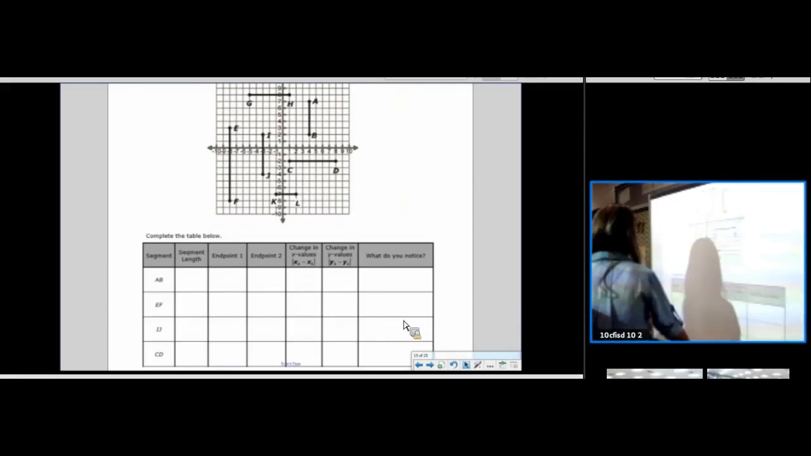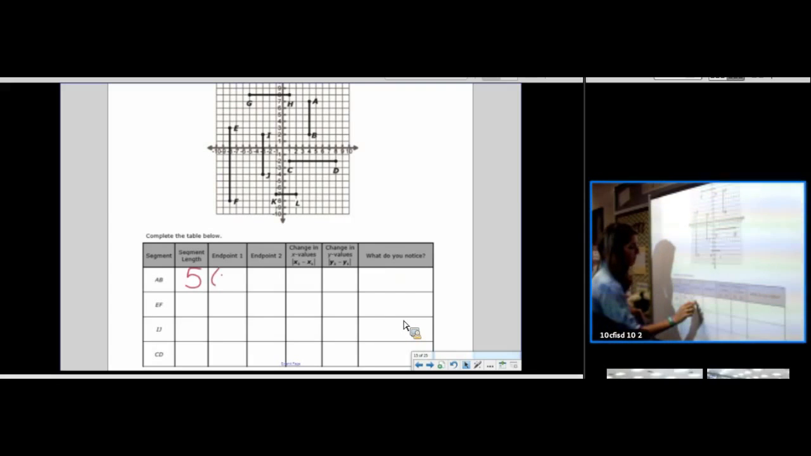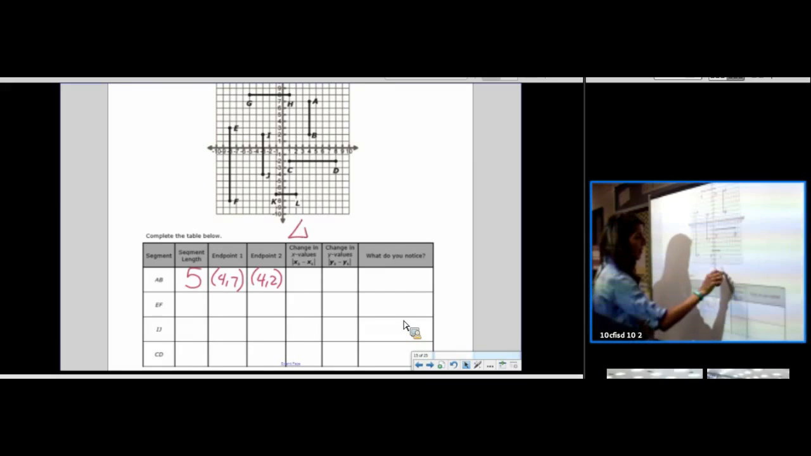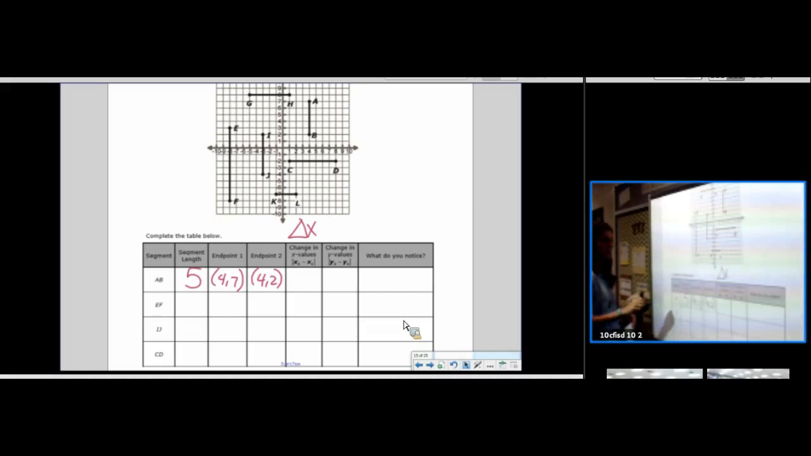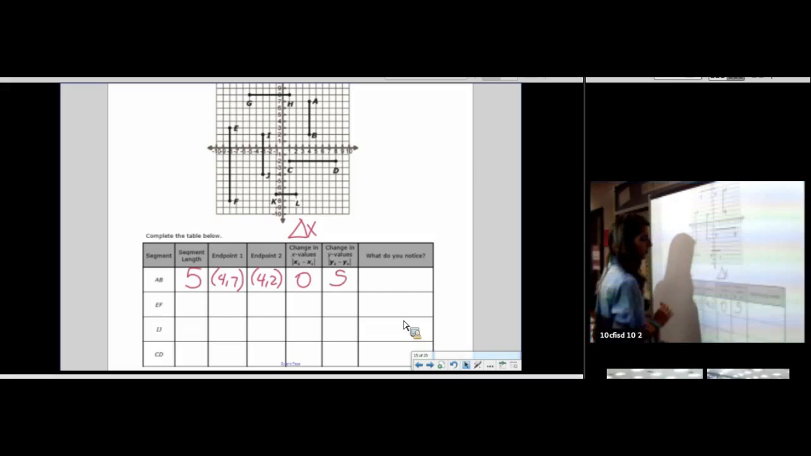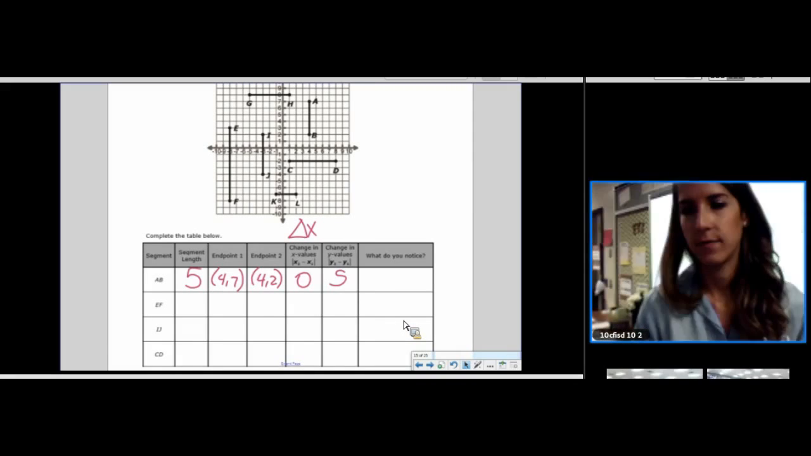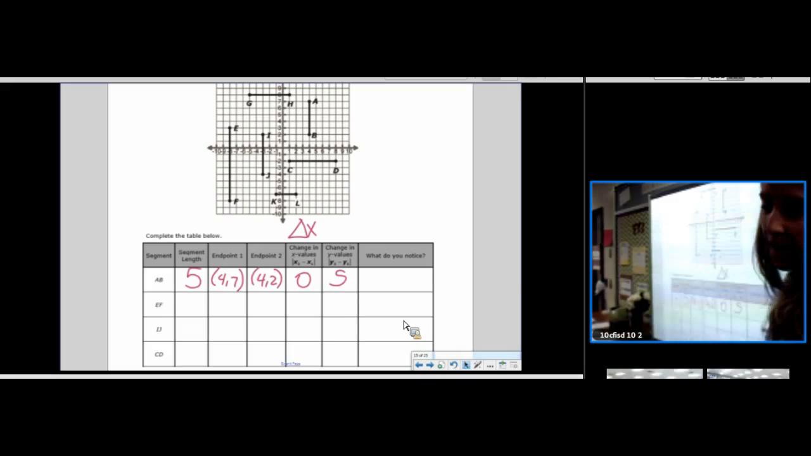AB, the length of AB is 5. Endpoint 1 is, it doesn't matter which endpoint you put first. One of them's 4, 7, and one of them's 4, 2. Change in x value, remember from algebra, that's like delta x. And the change in the x value is 0. The change in the y values is 5. And so it's asking what you notice. AB is 5, and it's just the change in the y values.